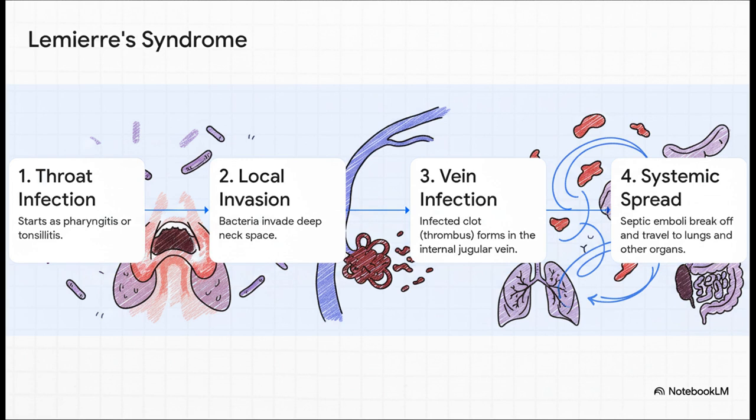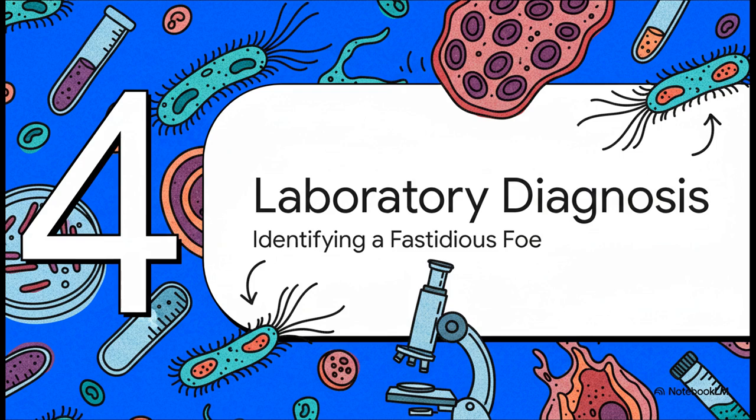Step 3. It triggers an infected blood clot, septic thrombophlebitis. And finally, step 4. Pieces of that clot break off and travel through the bloodstream, seeding infection all over the body, especially the lungs. So how on earth do we catch this thing?